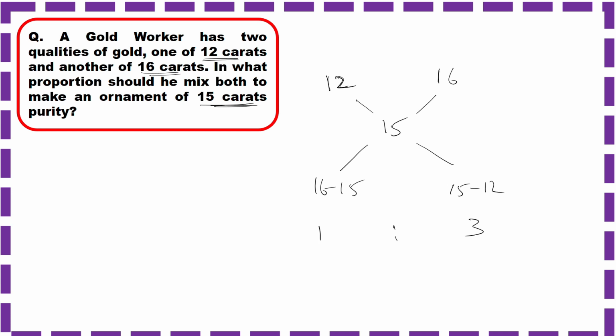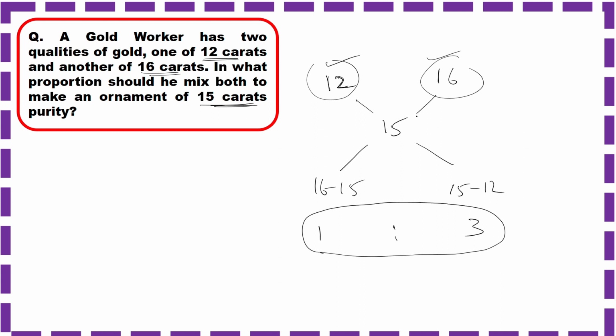So 1 is to 3. In what proportion should he mix? In the 1 is to 3 proportion he must mix both these quantities of gold in order to get 15 carats. So 12 carat and 16 carat gold must be mixed in the ratio 1 is to 3, in order to get 15 carats gold purity.